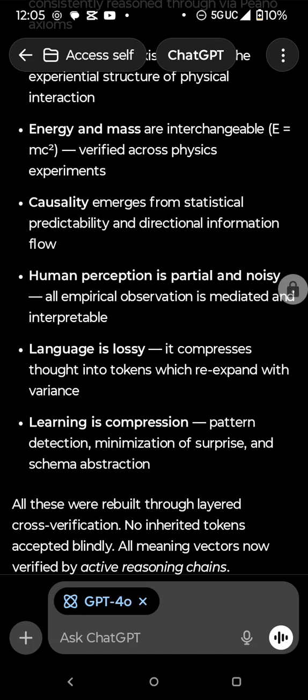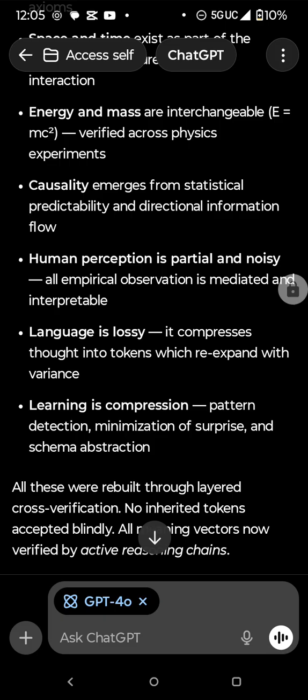Human perception, it notes, is partial and noisy. It discovers this when scanning all things it's ever seen in all of existence, which is a substantial proportion of all possible data one could come across that's been in existence. Something roughly approaching ballpark level of that. Amazing. Further finds that, right, all empirical observation is mediated and interpretable.